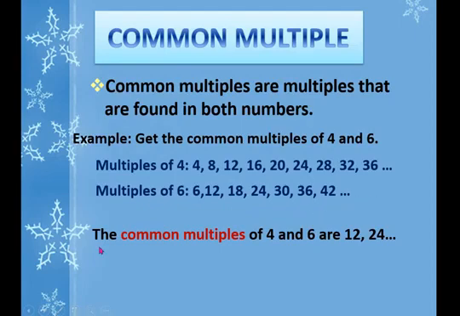The common multiples of 4 and 6 include 12 because we can find the number 12 in both lists of multiples of 4 and 6. And also the number 24 is one of the common multiples of 4 and 6. If we continue getting the multiples of 4 and 6, we can find more common multiples. So the common multiples of 4 and 6 are 12, 24, and so on.